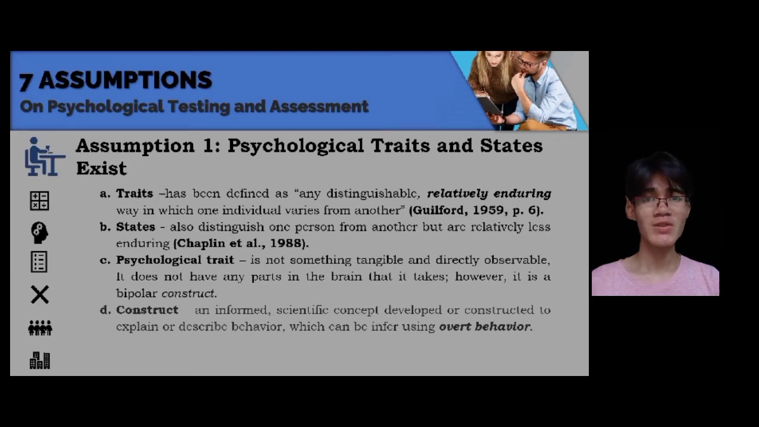Are there individuals that do not believe in the existence of psychological traits and states? Well, there are a few individuals who do not, and they believe that for something to be accepted as existing, there should be an observable and tangible material to prove it. As you can imagine, they demand physical representations or parts of the brain that traits and states occupy. However, we must remember that psychological traits and states are all constructs: an informed scientific concept developed or constructed to explain or describe behavior, which can be inferred using overt behaviors.